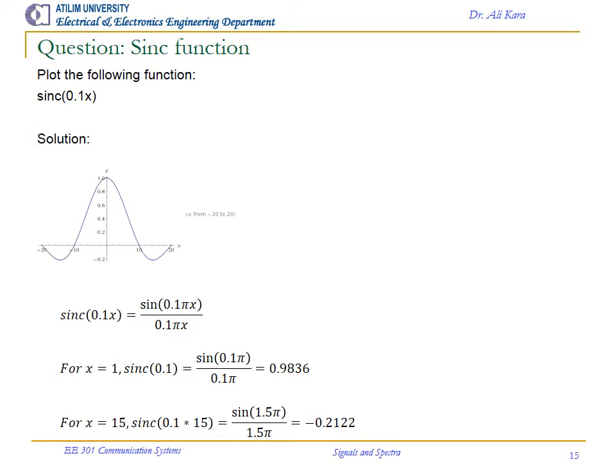Question. Sinc function. Plot the following function: sinc 0.1 x. How to calculate sinc. Sinc is defined as sin pi x over pi x. To calculate the sinc function with regular calculators, first make sure that the input mode is radians, so that when you enter any input value x, it is in radians, not in degrees. Then put down the formula sin pi x over pi x and calculate.